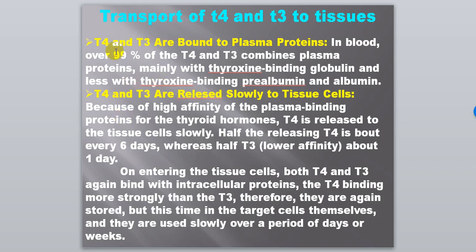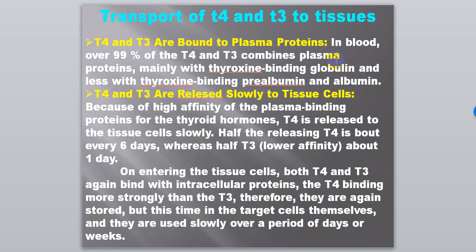When these hormones T3 and T4 enter the blood, they bind to plasma protein. In the blood, over 99% of T4 and T3 combine with plasma proteins, mainly thyroxine binding globulin, and a smaller amount with thyroxine binding prealbumin and albumin. So when these hormones enter the blood vessels, they are directly attached to the plasma proteins, mainly globulin, and to a lesser extent albumin and prealbumin.